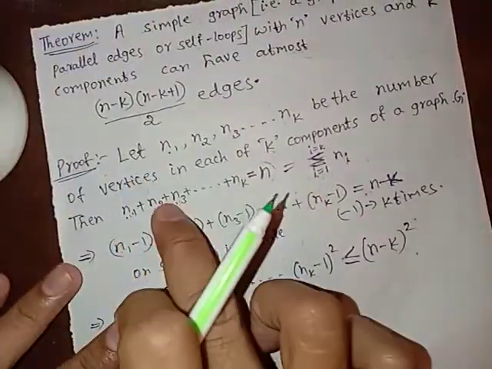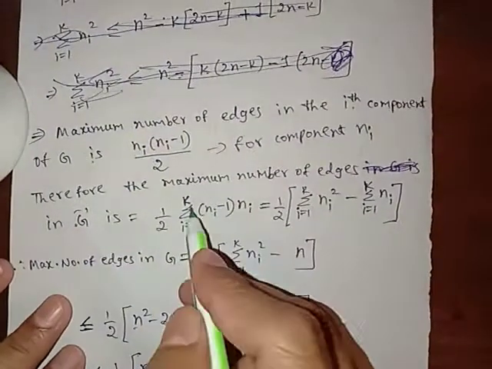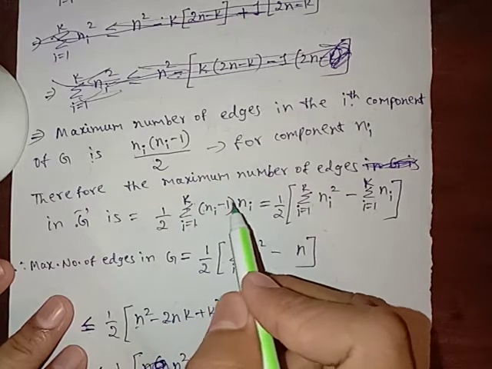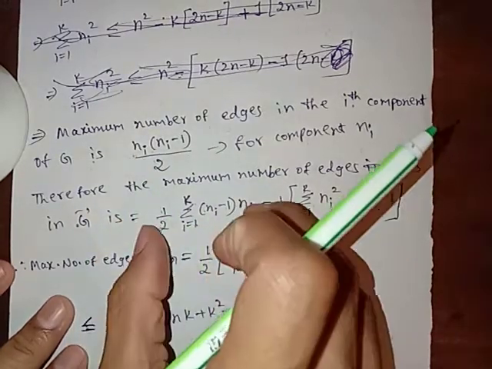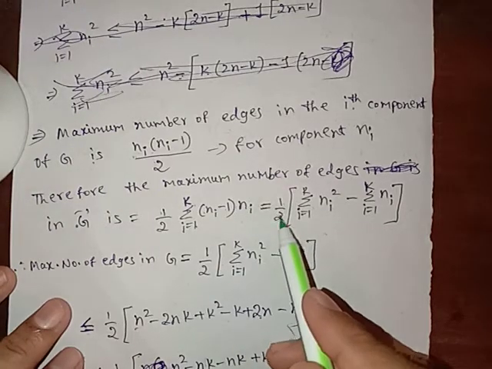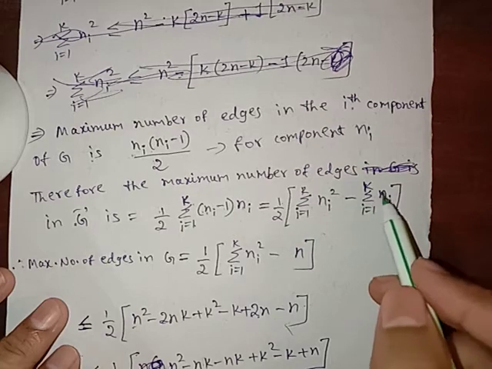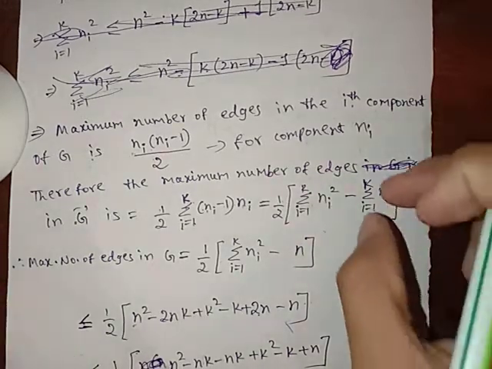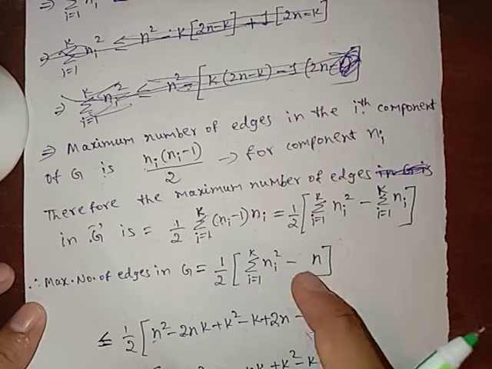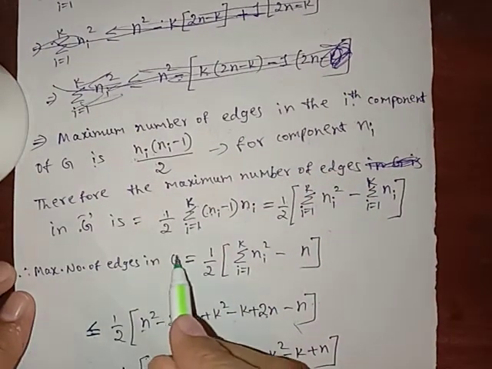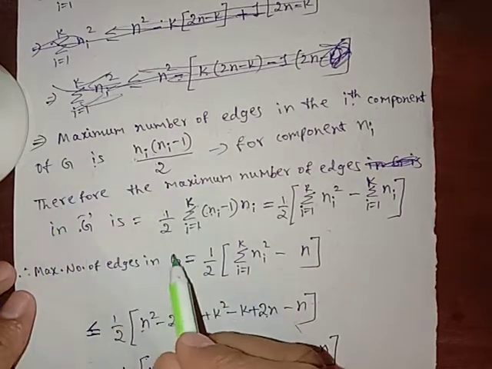So n1 plus n2 plus n3. So for that, summation of i equals 1 to k of ni into (ni minus 1) by 2. So it is equal to 1 by 2 of ni into ni, that is ni square minus ni. Now the value of this one, first I take it as n. So we can put here n. Now the value of this one, what is it? The maximum number of edges in graph G.